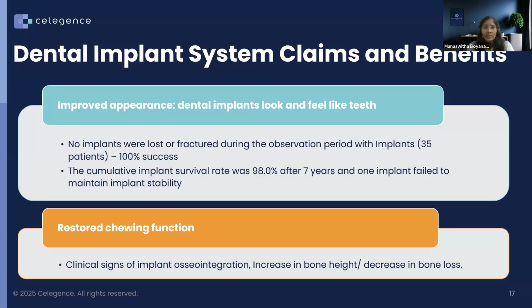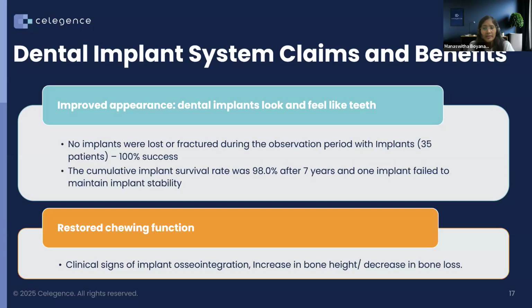One of the clinical benefits here is improved appearance of the dental implant. It should look like and feel like a tooth. For this, we have taken from the state-of-the-art evidence that no implants were lost or fractured during the observation period, with the implants showing a 100% success rate. The cumulative implant survival rate was around 98% after 7 years, and one implant failed due to implant stability, non-maintenance. So all these kinds of evidence are to be submitted.